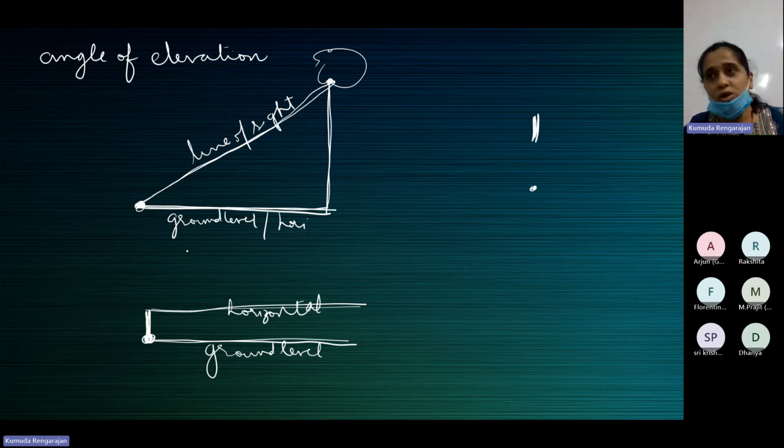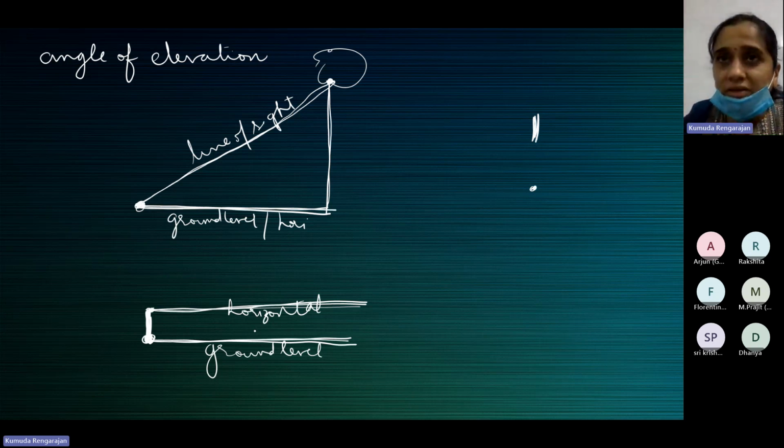In the first case, when we do not know the height of the observer, then the ground level itself is a horizontal. When you know, or when you have to find the height of the observer, then this is the foot of the observer, this one is the ground level, and this is the eye of the observer. The line through the eye of the observer is called the horizontal. So the angle between the horizontal and the line of sight is called the angle of elevation or the angle of depression.